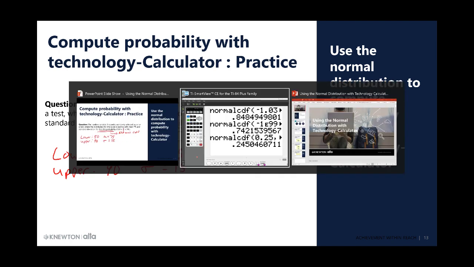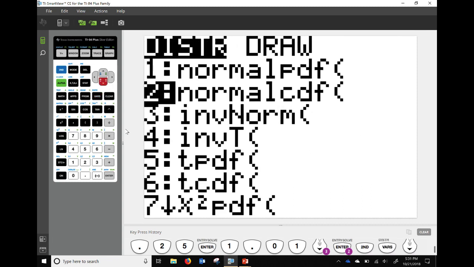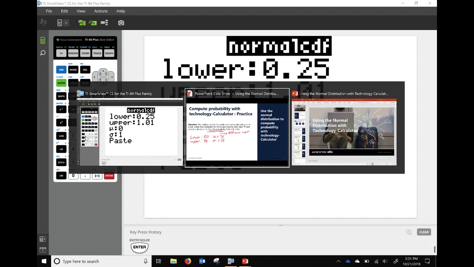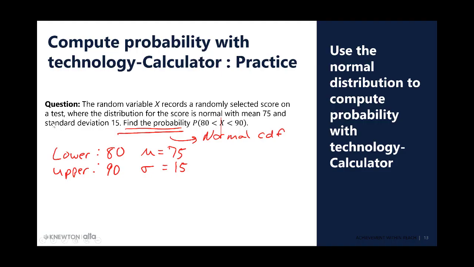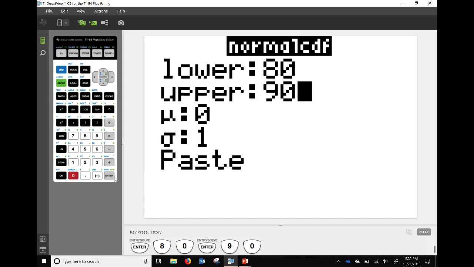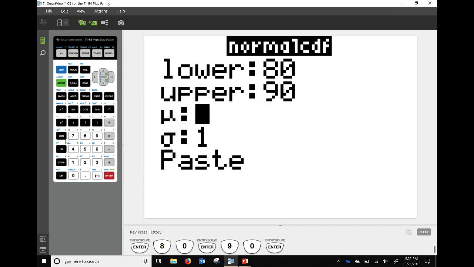So let's do that really quickly. Second vars. Okay, normal CDF. All right, so we're going from, what was it? Let me pull it back up. It was from 80 to 90. So our lower bound was 80, upper bound is 90. I believe the mean was 75, and the standard deviation was 15.